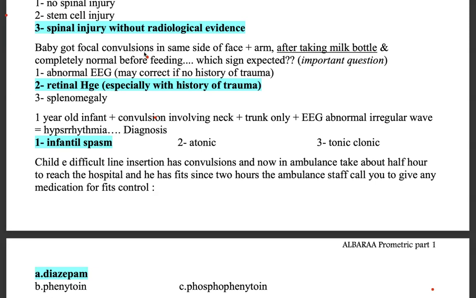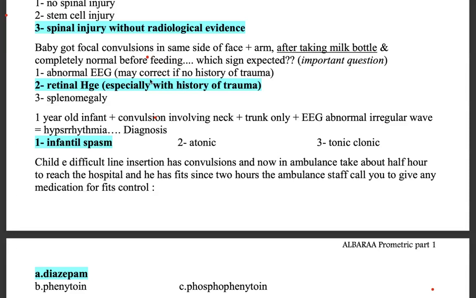Baby got focal convulsions in the same side of face and arm after taking milk bottle, and was completely normal before feeding. Which sign do you expect? So there is a convulsion on the same side of face and arm after taking milk bottle, but the baby was completely normal before feeding. Which sign is expected? Important question.